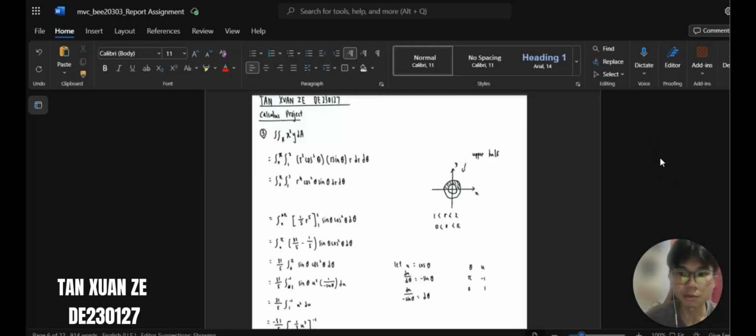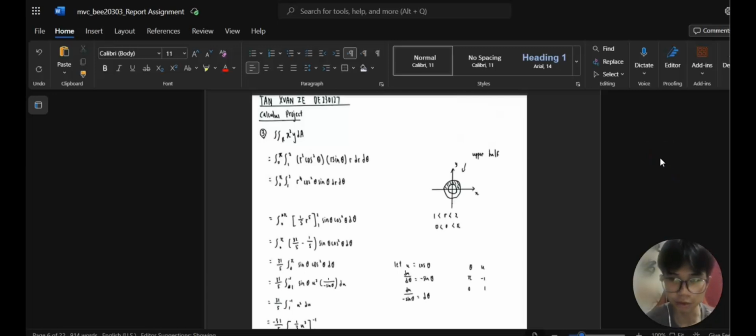Hi, my name is Tan Shunze with matrix number DE230127. So I'm going to present the calculus project for question 3. So now as you can see, this is the manual calculation for question 3, and this will be the question. From this question we can get this graph, and for the upper half here we can get r more than 1 and less than 2. This is for the first, and the next is theta more than 0 but less than pi. So we can get the equation from here, and then we substitute in the r, and we get r over 4. So this is the equation.